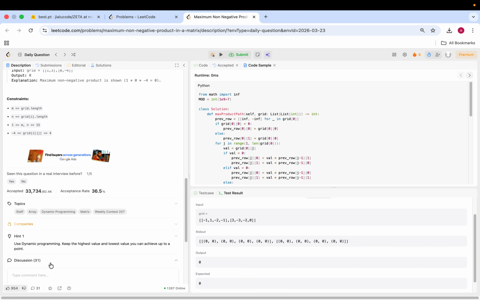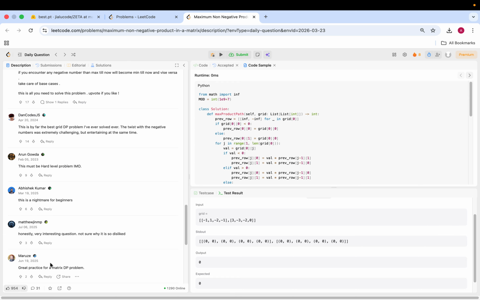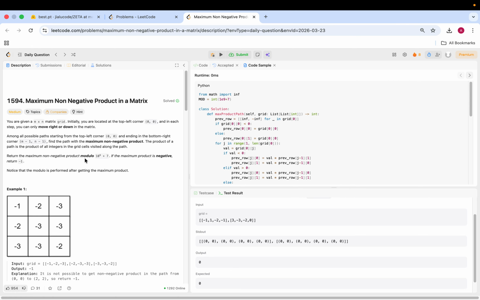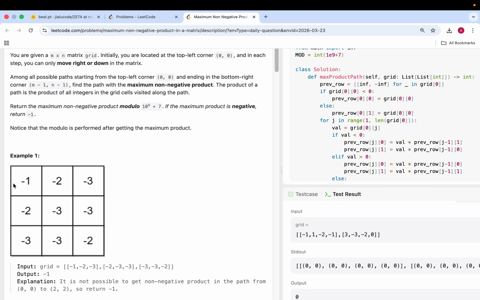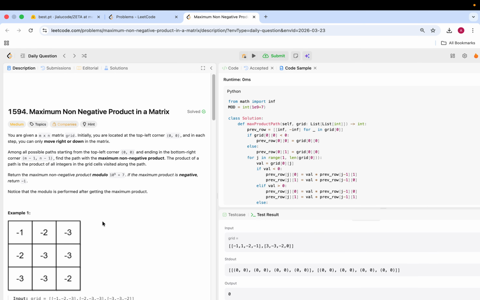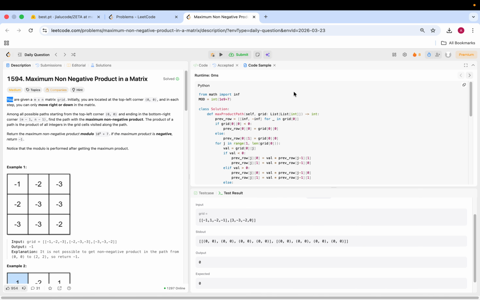But anyway, what are people saying? A nightmare for beginners. Yeah, I don't know. I think the only reason why I even had an idea was because of that other problem, the number of ways problem from top left to bottom right. So it's definitely one of those things where you want to have done the problems before you did this one. All right, well, that was good.